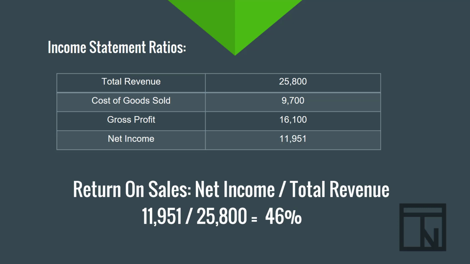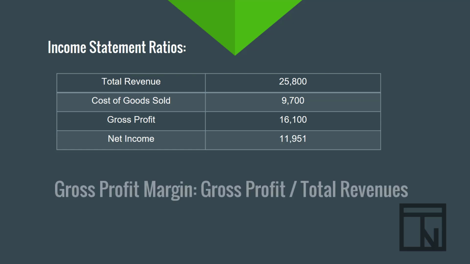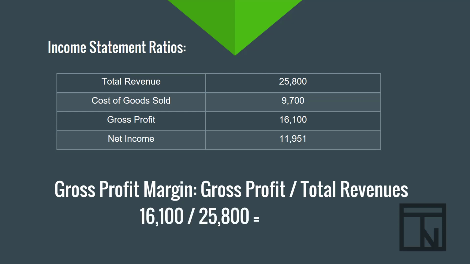Now we have another ratio that we want to look at for this semester, which is another common ratio for income statements, especially for merchandising companies, and that's the gross profit margin. Now that we have gross profit as part of our income statement, we can calculate the margin of our gross profit by taking gross profit divided by total revenue. So if I were to take my $16,100 in gross profit, divide that by my $25,800 in total revenue, that gives me a gross profit margin of 62%.